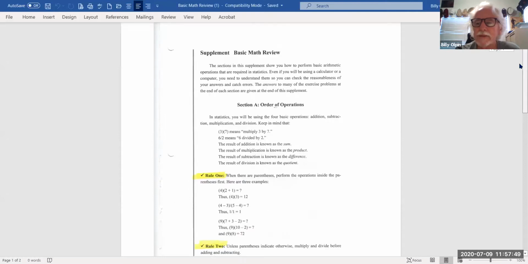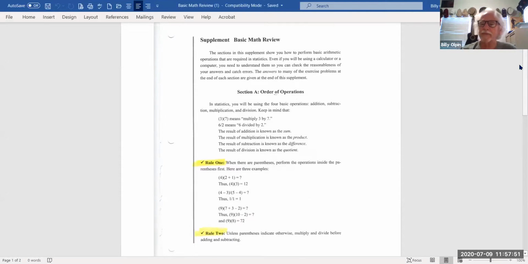The operations in mathematics are four: addition, subtraction, multiplication, and division. And we do them in a certain order. Actually, the order is multiplication, division, addition, then subtraction. Multiplication, division, addition, and subtraction. That's how we do things, so that's our order of operations.